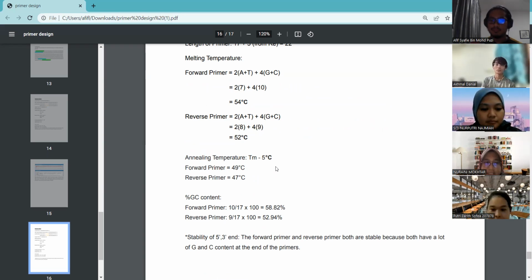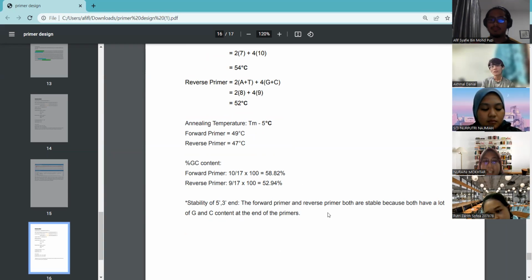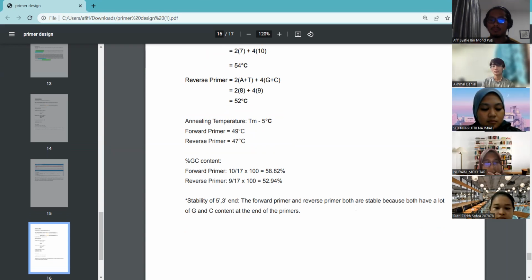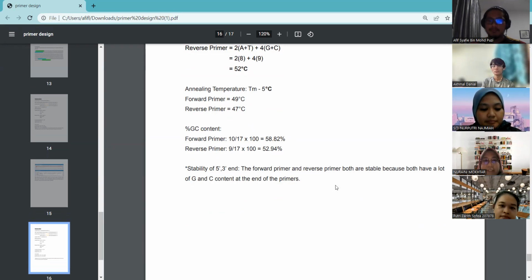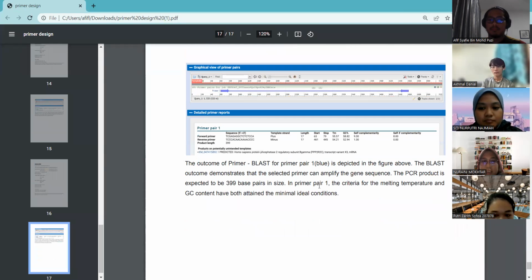And for the GC content, my forward primer is 58.82% and reverse primer is 52.94%, which we also consider an optimal content for the GC. So both are considered stable because both have a lot of G and C content at the end of the primers. Okay. But after I put my primer in the primer blast, I found that my self-complementary is quite high, which is 9. And the expected product length is 399.